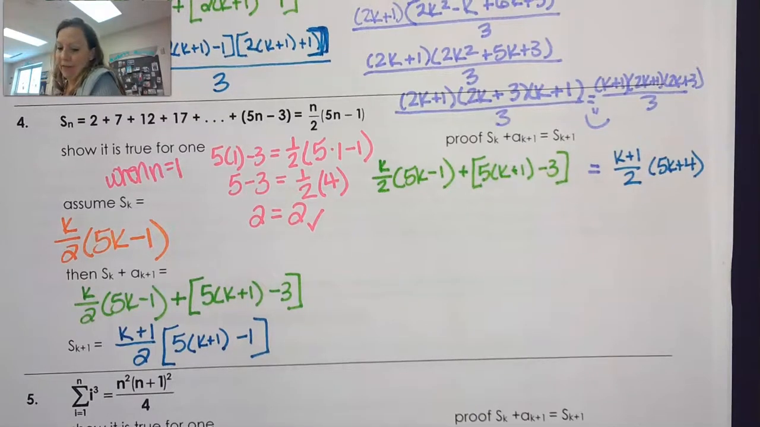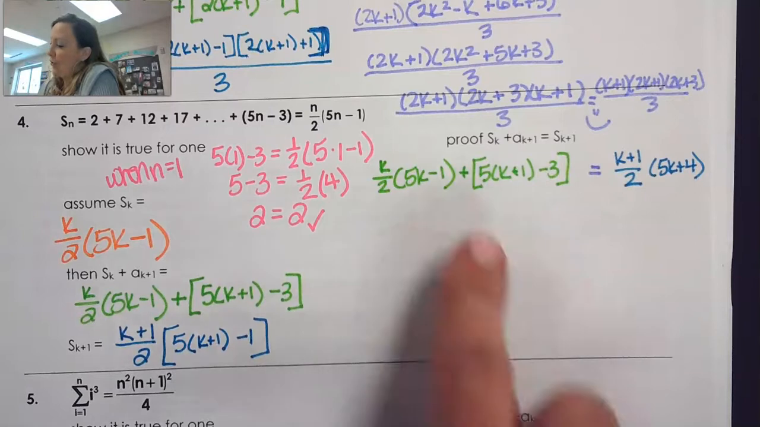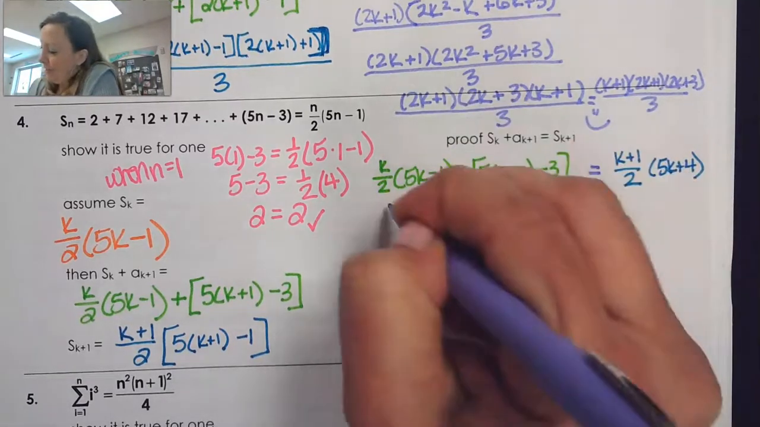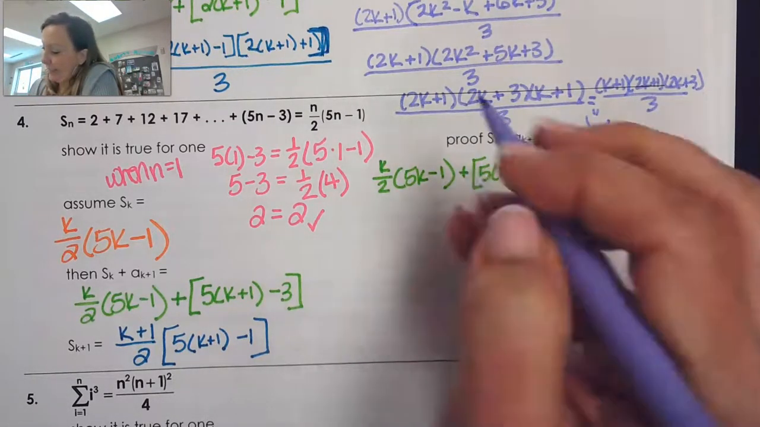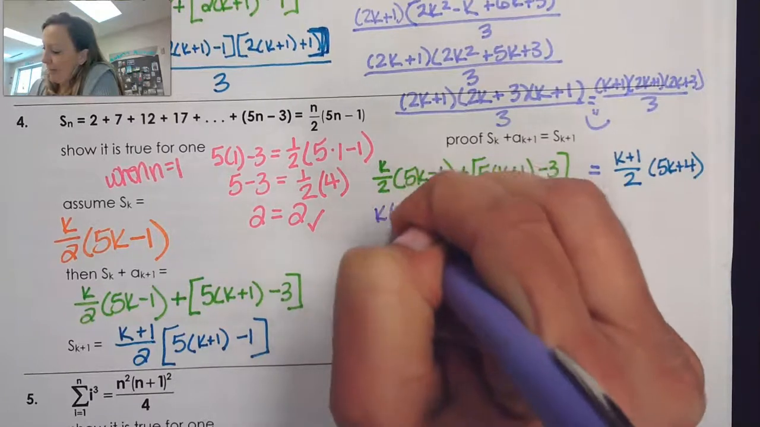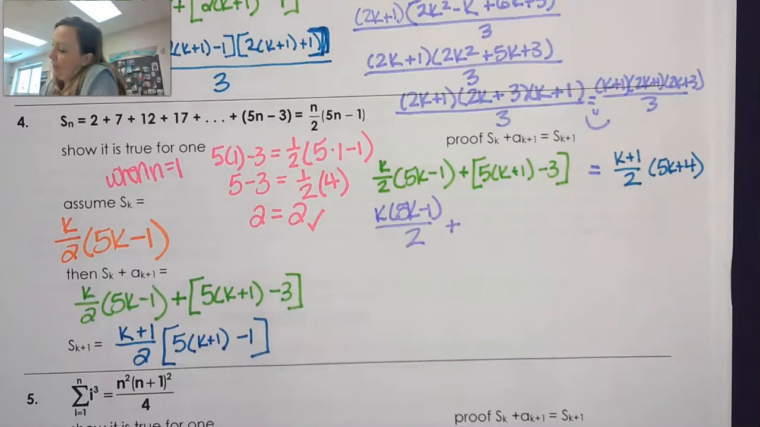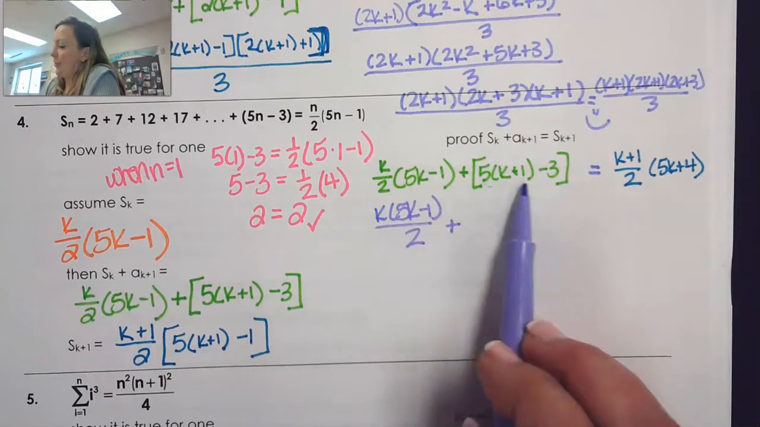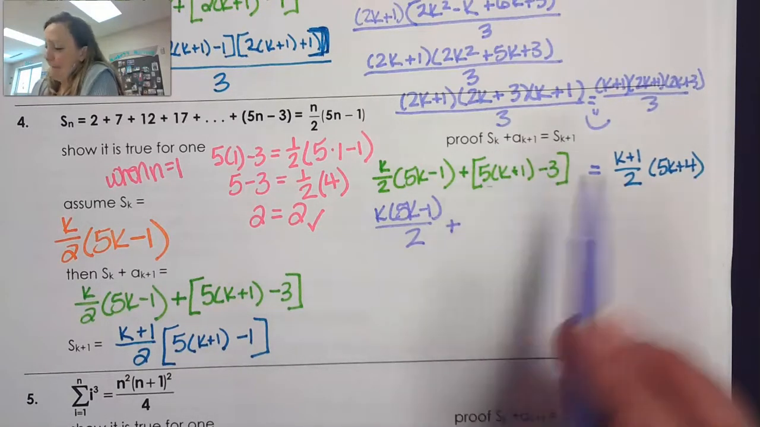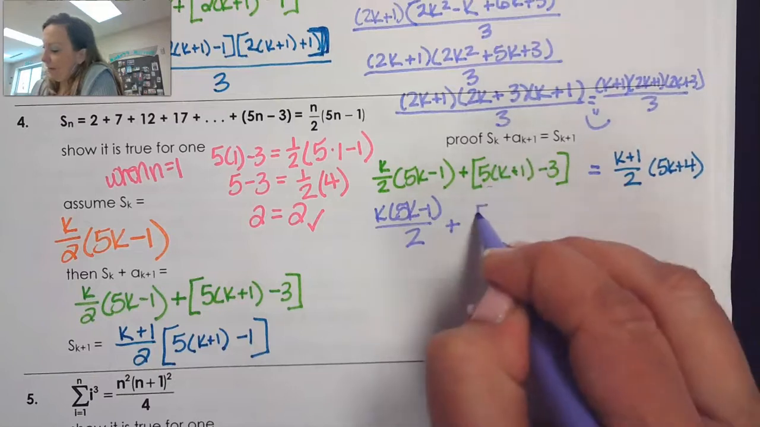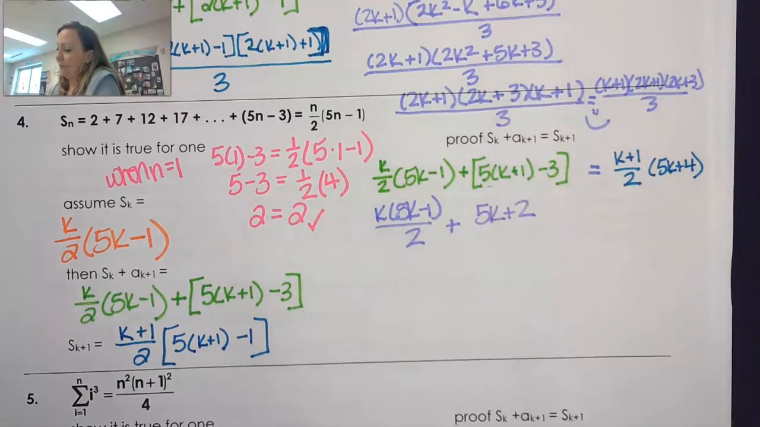All right, so I could have this as k times 5k minus 1. I could think about that over 2 plus, and then what does this whole thing turn into? 5k plus 2, okay?